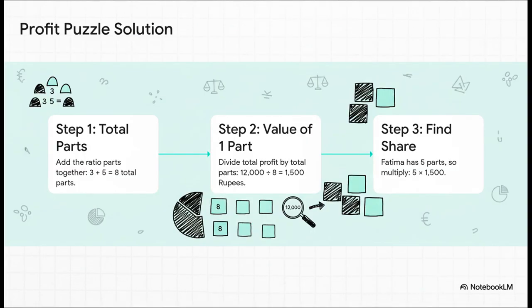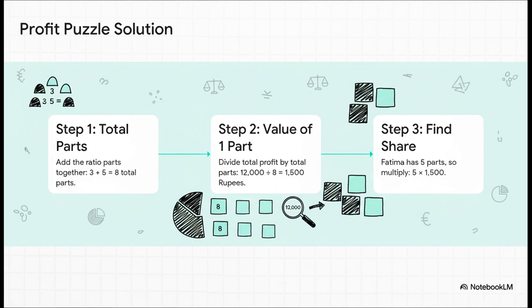For a sharing problem like this, there's a really neat method. First, you just add the parts of the ratio together. So 3 plus 5 gives us 8 total parts. Then you take the total amount, that's 12,000, and divide it by those 8 parts. That tells you the value of a single part, which is 1,500.